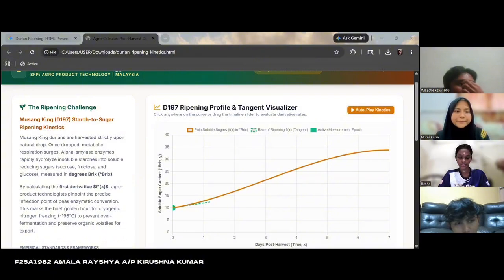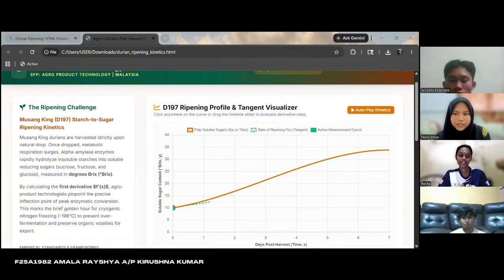As an agro-product student, we face a unique post-harvest challenge with this fruit. Unlike other fruit plucked from the tree, premium Musang King durians are only harvested after a natural mature drop. The moment the durian hits the ground, a biological clock starts ticking. The durian experiences a sudden surge in breathing, which we call a climacteric respiration surge.